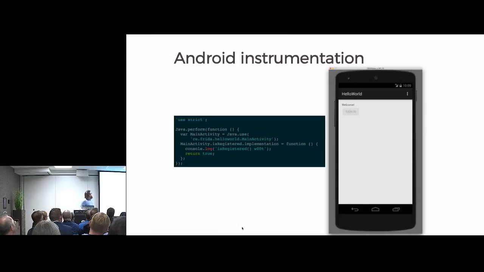And show you that you can also instrument Java APIs on Android. So that will look like this. You do Java perform to attach this thread to the VM, and then you can use Java use and the class name. Then you get a wrapper for that, and you can do the name of a method dot implementation equals on the function, and then you replace the whole implementation of that Java method. So that's how you would do hooking on Android with Java APIs. But you could also use the interceptor that I already showed you for native APIs.